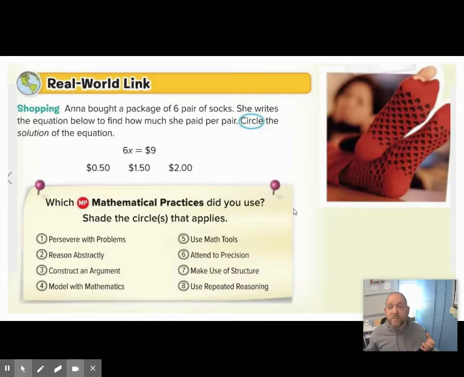So today we are going to move on. We've been working with expressions for quite a while, just the one side of a problem. Today we're really going to get into working with equations using algebra. So here's an example. Anna bought a package of 6 pairs of socks. She writes the equation below to find out how much she pays per sock, or per pair of socks. And they want you to circle the solution to this equation.